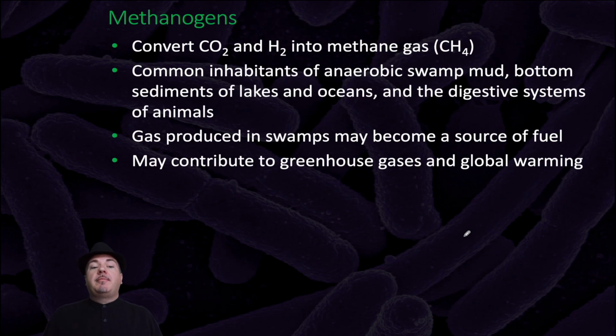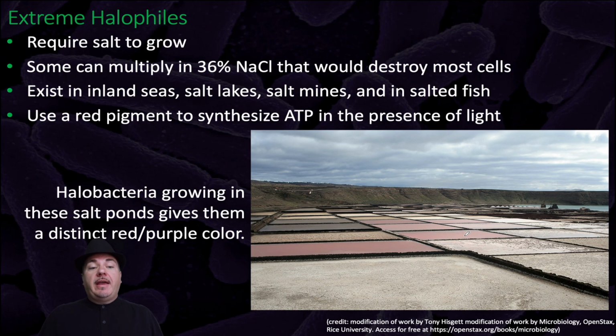So what do we mean by methanogen? Methanogens convert carbon dioxide and hydrogen gas into methane gas. They're common inhabitants of anaerobic swamp mud, bottom sediments of lakes and oceans, and digestive systems of animals. This gas produced in swamps may become a source of fuel, but it also may contribute to greenhouse gases and global warming. Archaea can be extreme halophiles.